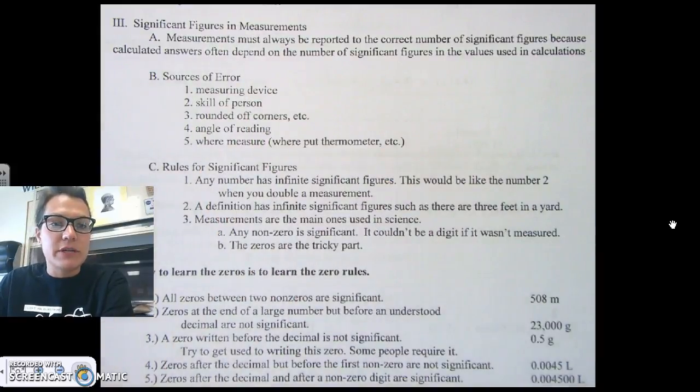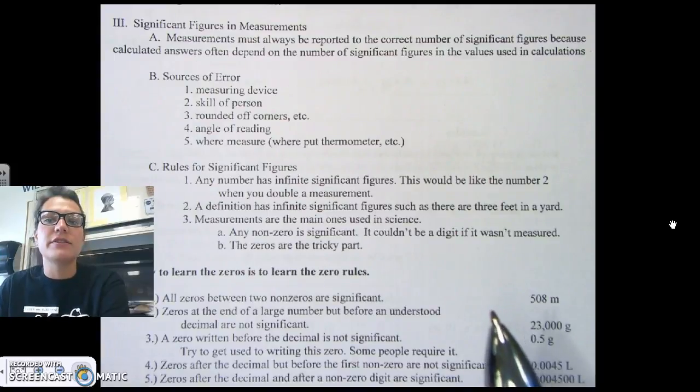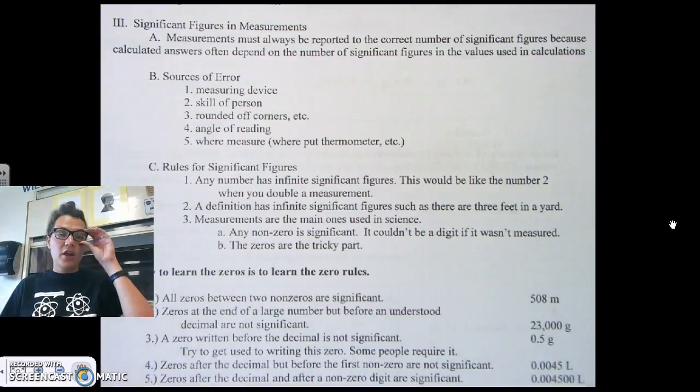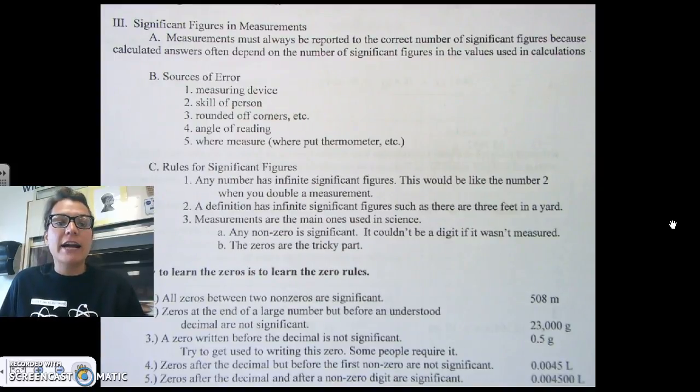Significant figures and measurements. What is it? Measurements must always be reported to the correct number of significant figures because calculated answers often depend on the number of significant figures in the values used in calculations. Okay, so for instance, if I'm using a measuring tool like a thermometer and it has a different amount of significant figures than my scale, I need to make sure that I'm recording the right amount of numbers because the answer can only be as precise as the most precise tool.